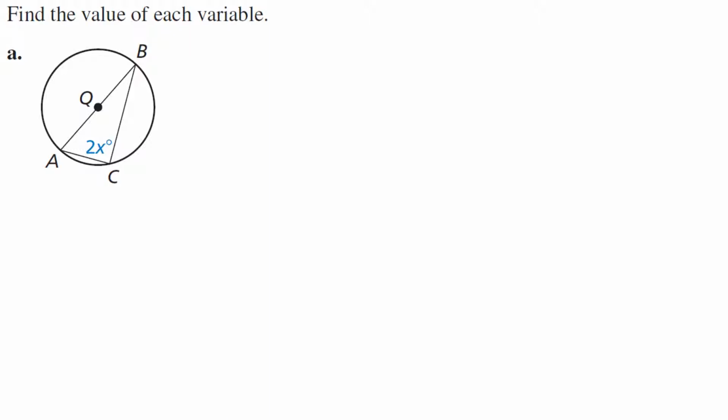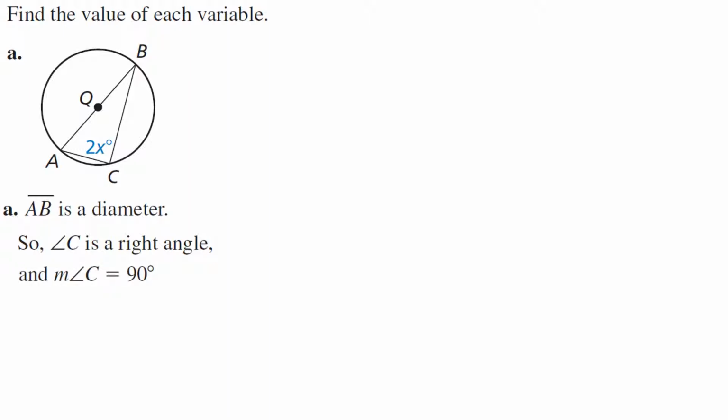Well, is it possible to figure out the value of x when I don't see anything really labeled here besides that angle is 2x? Well, yeah. Segment AB is a diameter. That chord is a diameter. I know angle C has to be a right angle, so the measurement has to be 90 degrees. 2x has to be 90, so x has to be 45.